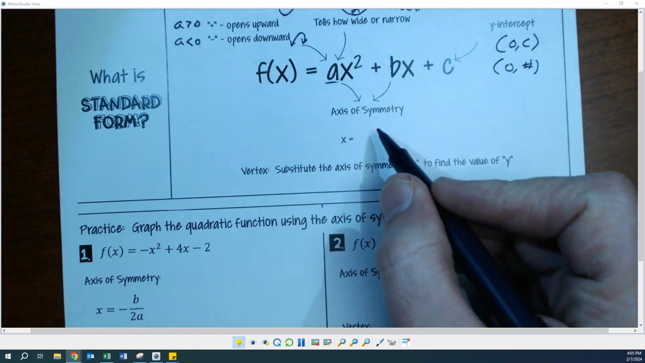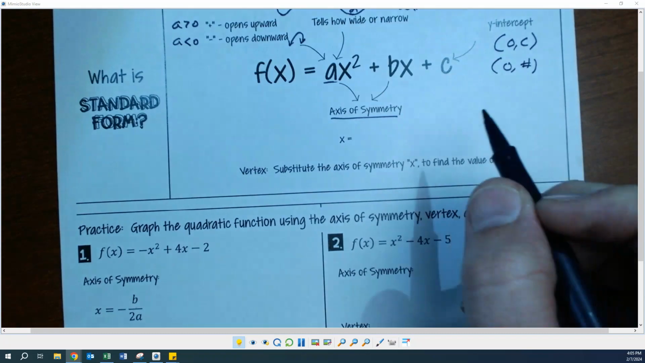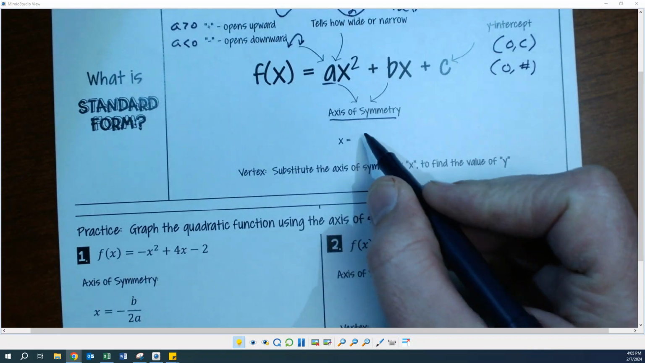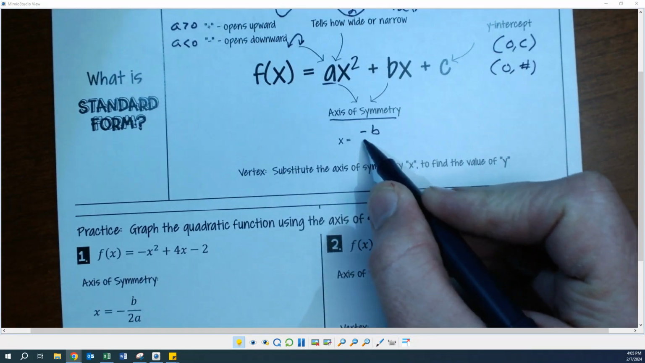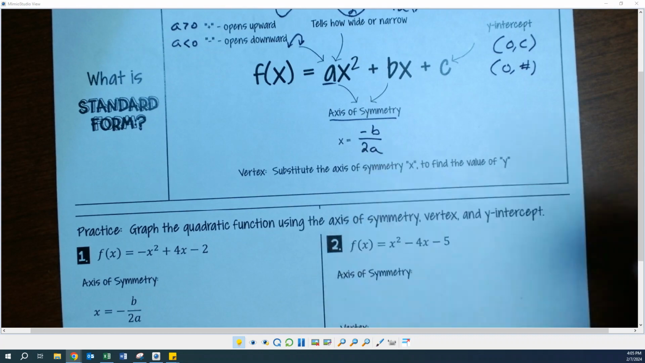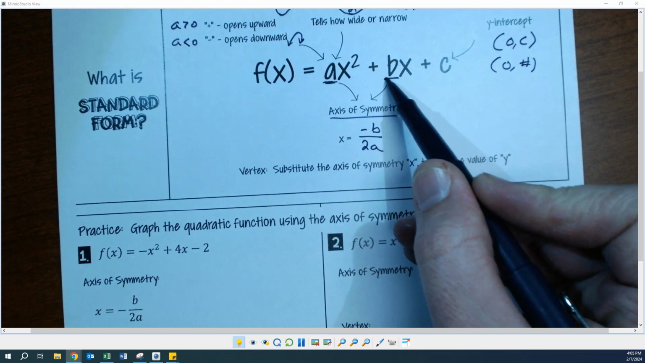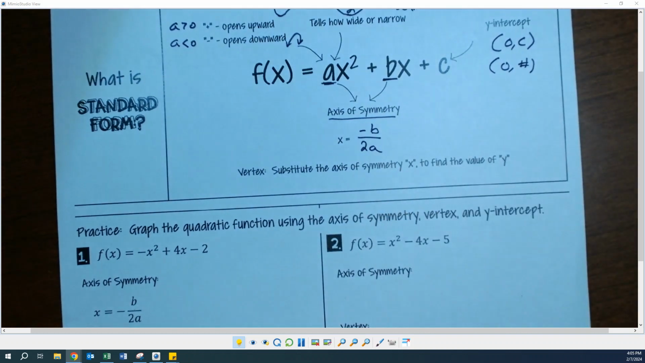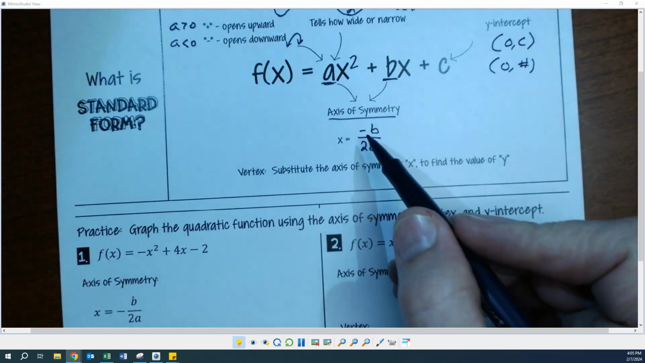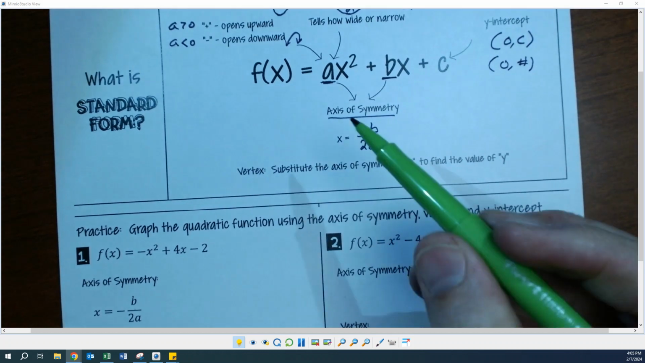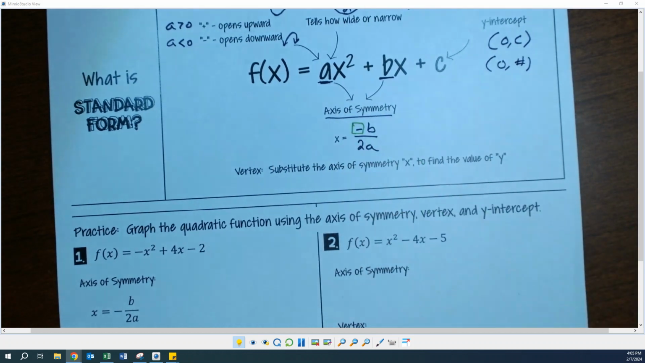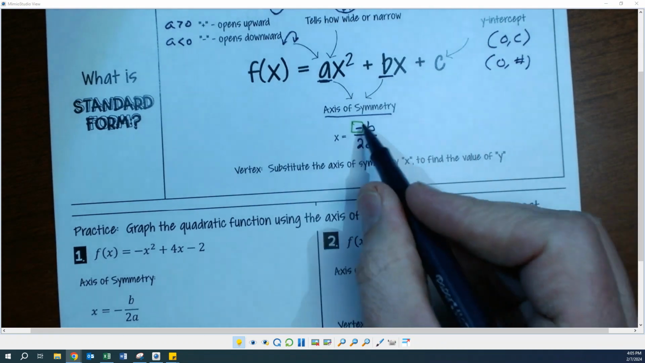To find your axis of symmetry and your vertex, we can use this formula, which is negative b over 2a. Your a value is going to come from here. Your b value is going to come from here. The biggest thing that we make mistakes on is this right here. Make sure that you identify that it's negative and you're taking the opposite value of b.